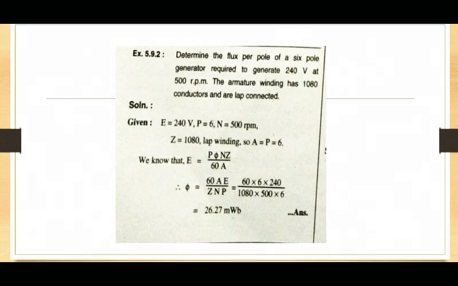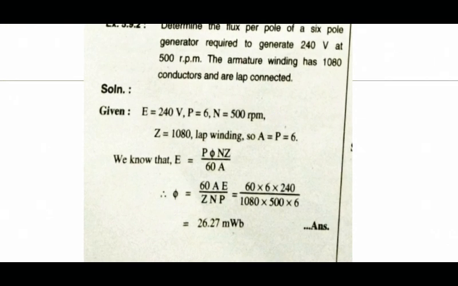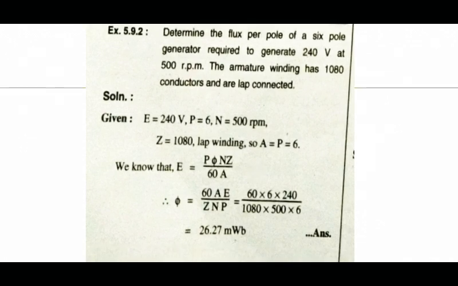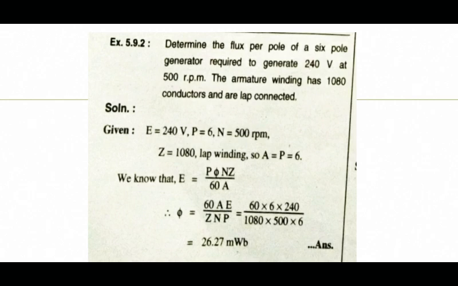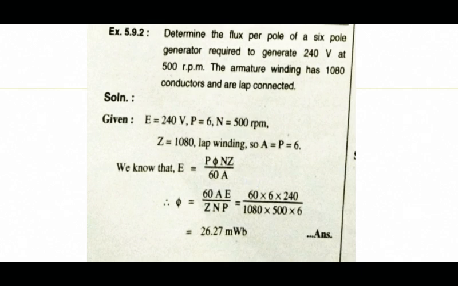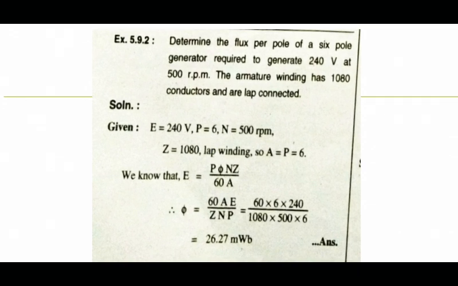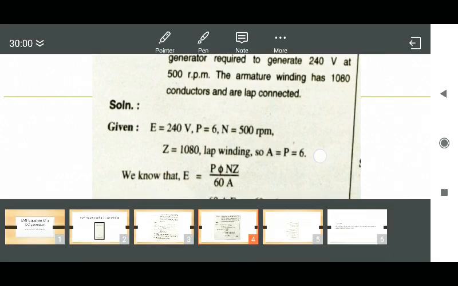Determine the flux per pole of a 6-pole generator required to generate 240 volt at 500 RPM. The armature winding has 1080 conductors and is lap connected. In the previous example the winding was wave connected; here it is lap connected. So given E is equal to 240 volt, P is equal to 6, N is equal to 500 RPM, Z is equal to 1080. Lap winding, so A is equal to P, so here 6.